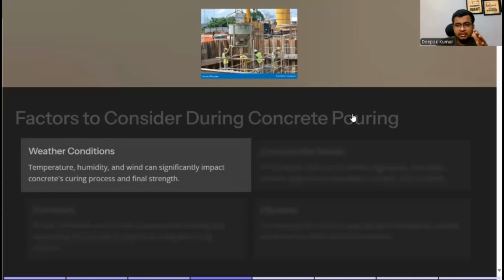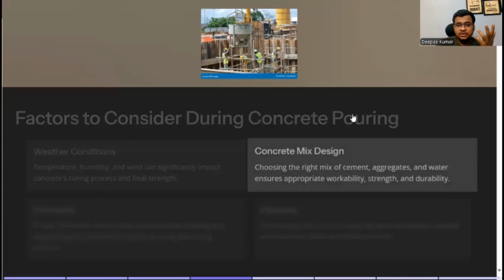The temperature, we are including weather conditions: basically temperature, humidity, wind condition, and the concrete curing process. Then the final strength also. Now the concrete mix design, when we are putting the mixed type of cement, aggregates, and water, to ensure appropriate workability, strength, and stability also. Yeah, these are the factors we consider during the concrete pouring.